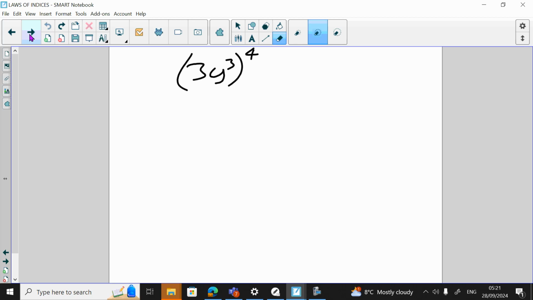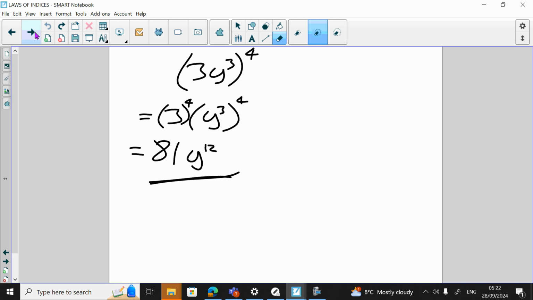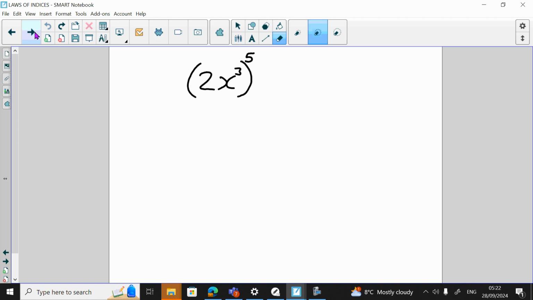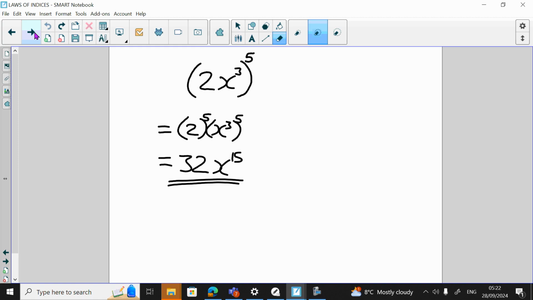Another application of one of the rules. Got 3 to the 4, y to the 3, all to the 4. Let's separate them out. 3 to the 4 is 81, y to the 3 to the 4 is y to the 12. You saw that earlier. This one here, let's apply the power of 5 to both of them. 2 to the 5, x to the 3 to the 5. 2 to the 5, what's that going to give us? 32. X to the 3 to the 5 is going to give us x to the 15. There we go.